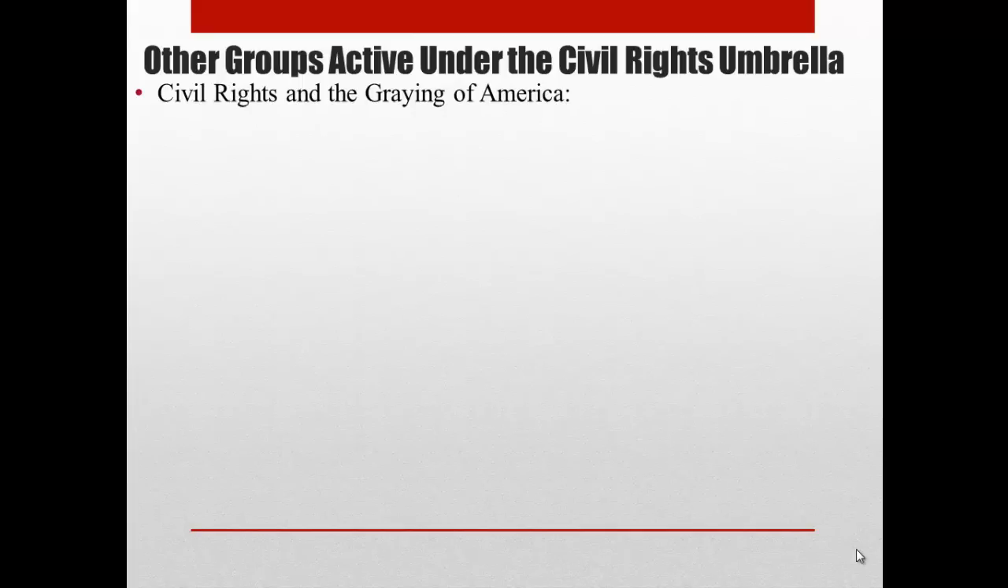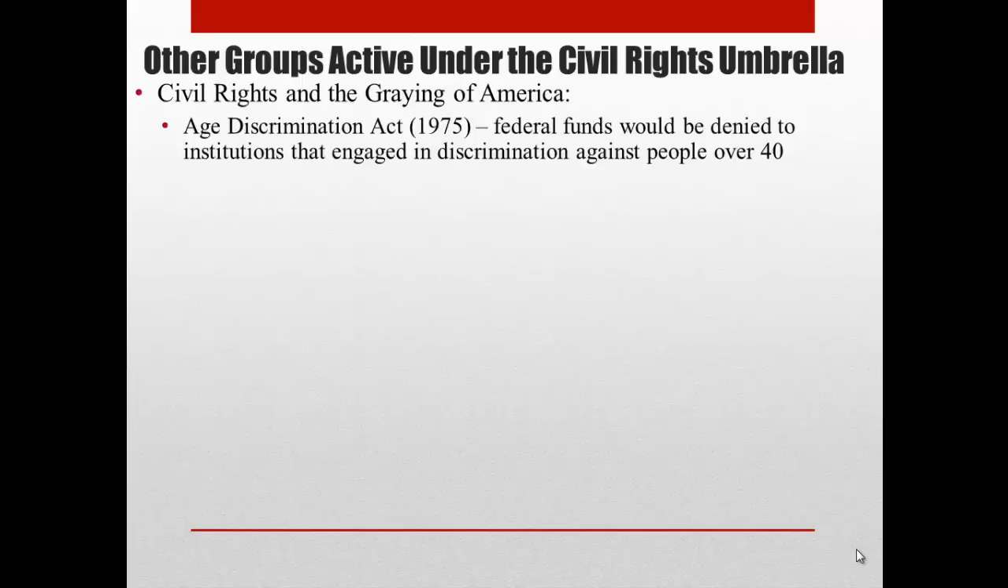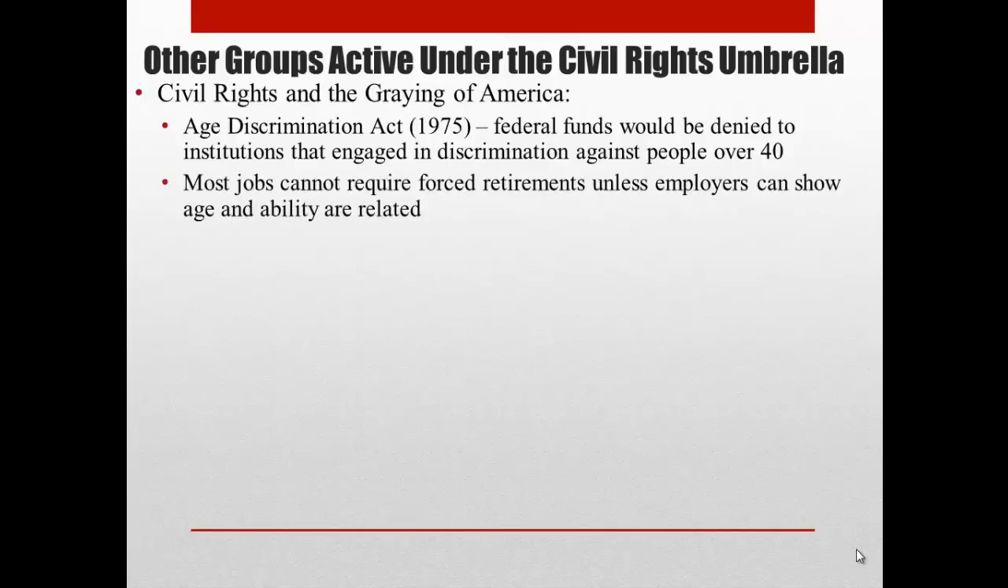So, on civil rights, we'll jump to the Age Discrimination Act in 1975, which stated that federal funds would be denied to institutions that engaged in discrimination against people over 40. Most jobs cannot require forced retirement unless employers can show age and ability are related. So if you can show that the older you are, your ability to do your job significantly decreases, then in those cases only can you possibly force somebody to retire early. And this is going to be more and more of an issue as these baby boomers, the largest part of the population, are becoming of retirement age.